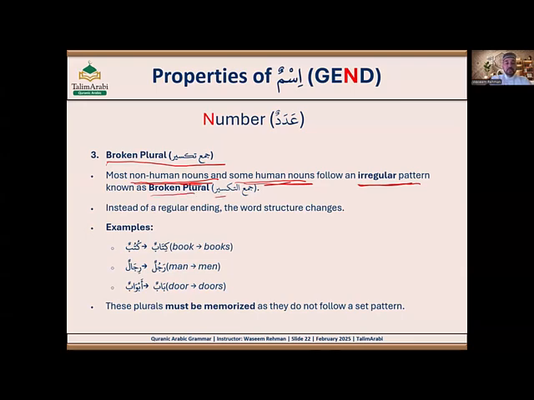And mainly it is used for a non-human noun or non-human object or some human objects as well. All right. So they don't have a regular ending. Instead of regular ending, its structure can be anything. It is like for kitabun, right? Now kitabun is a non-human object. If you make a plural, it is kutubun, right? So there is no una, ina because that is for masculine human. There is no atun, atin, right? Because that's mainly for feminine and some objects. But kitabun does not follow that atun or atin pattern. Its plural is kutubun. So that's why it's called a broken plural, because it's irregular, right?